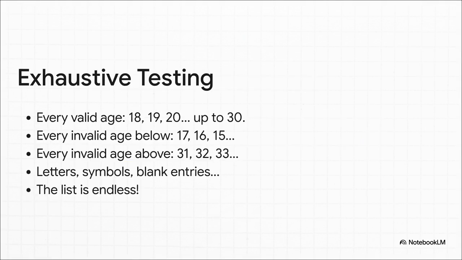If you wanted to be absolutely 100% positive it works, you'd have to test every single valid age, then every invalid age below 18, 17, 16, all the way down to 0, negative numbers, then every invalid age above 30. And what about typing in letters or symbols? What if you just leave it blank and hit enter? You see where this is going? The list is literally endless. This whole idea is called exhaustive testing, and it's just plain impossible.